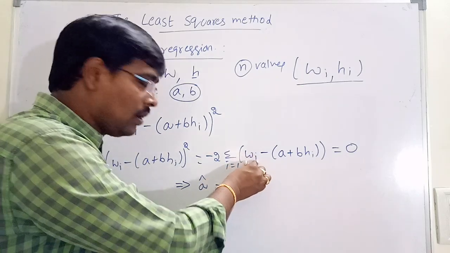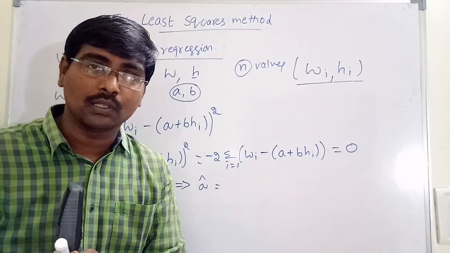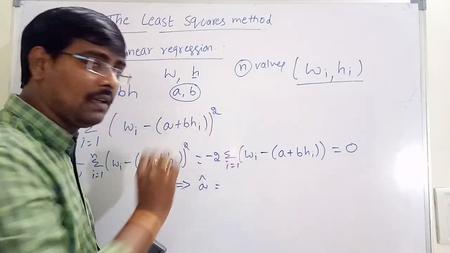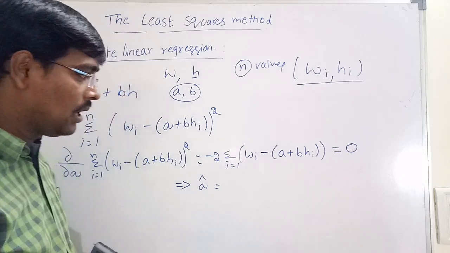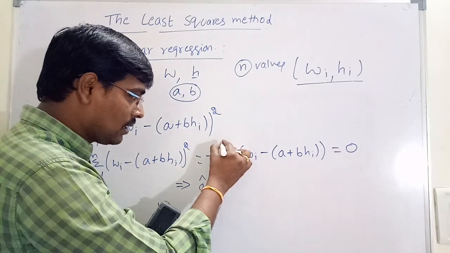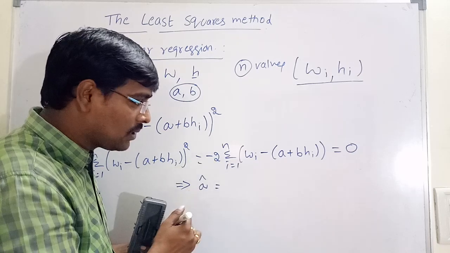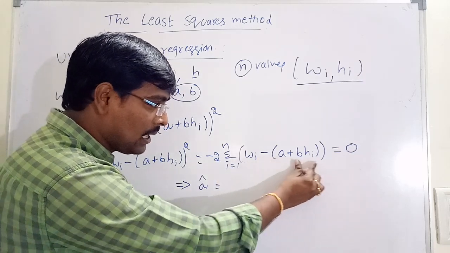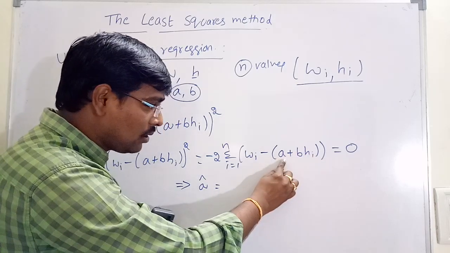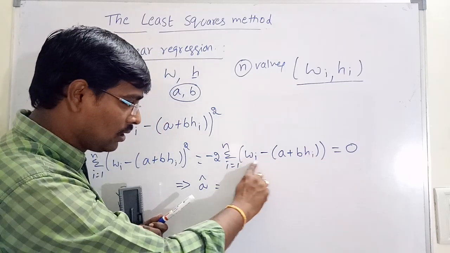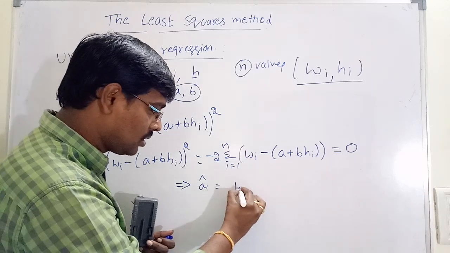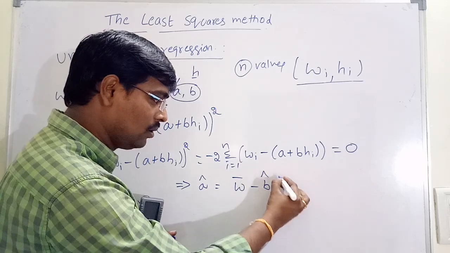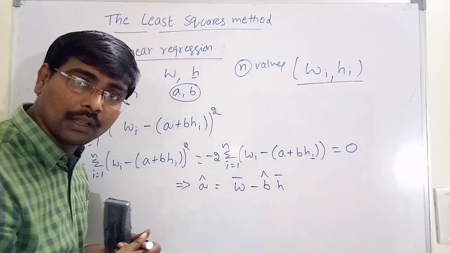In the Wi, it contains some set of values. I am taking the average, that is the mean of all the values, because we are getting the sum of all the numbers. Simply observe, the equation is Wi minus A minus B Hi. So A cap is equal to the mean of all values, W bar, minus B cap into H bar. Okay, you got the point.